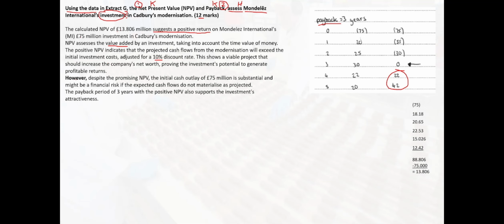Fantastic, hopefully. However, here's my counter argument. Despite the promising NPV, let's question the reliability of the data. The initial outlay of 75 million is substantial. Well, it would be for me, and might be a financial risk if the expected cash flows do not materialize as projected, as in your projections might be wrong. The payback period of 3 years, suddenly bringing in another calculation, with a positive NPV also supports the investment's attractiveness, okay?